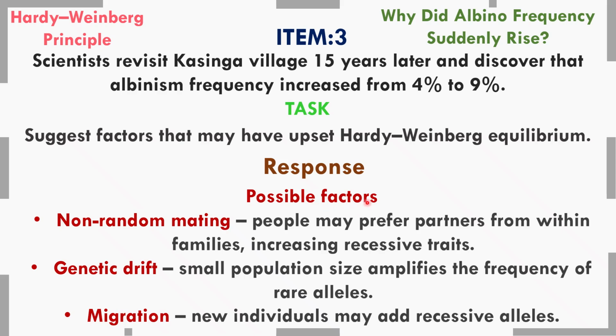Possible factors: non-random mating. This means that people may prefer partners from within families, increasing recessive traits. Genetic drift. A small population size amplifies the frequency of rare alleles. Migration. New individuals may add recessive alleles.